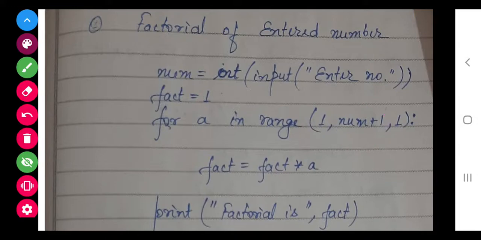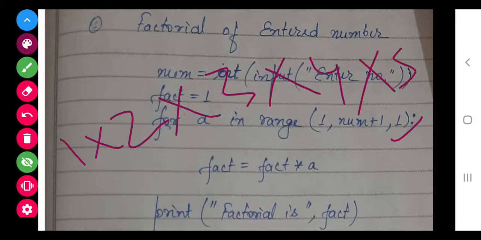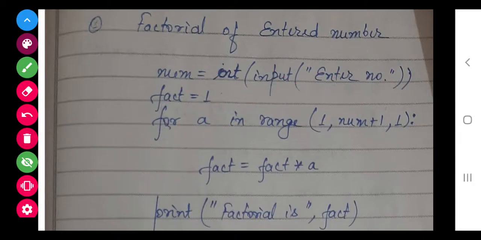So class, as I have explained, the first value is okay, but the second value in Python is always taken less than that number. So if we want to get the factorial of 5, then we have to give here 6, and for that only I have given this num plus 1, and this increment as 1. 1 into 2 into 3 into 4 into 5 is needed. So that is a gap of 1. So that's why we will give it like this. Now class, this is the process.